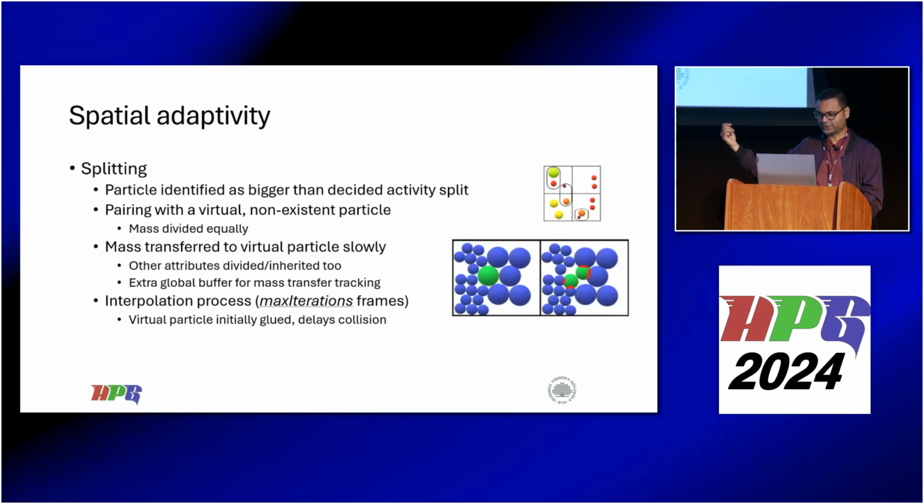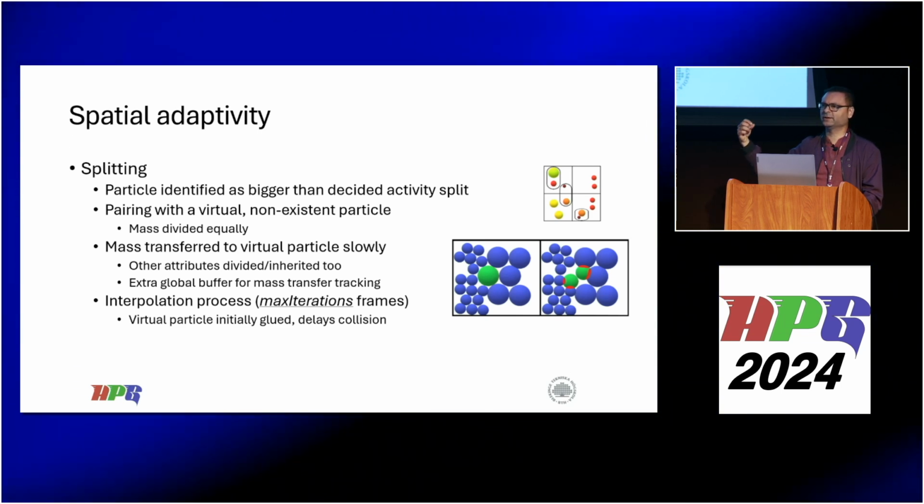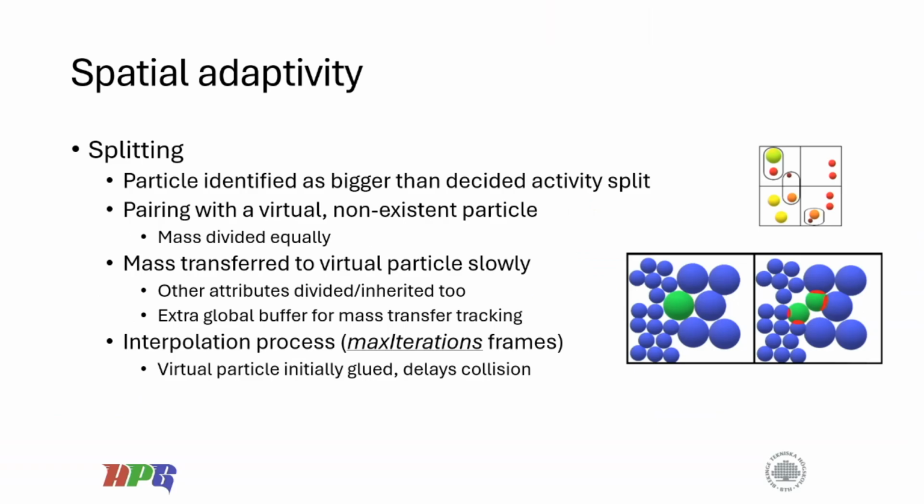So here is a picture that shows why we cannot just split the particles in one moment. Why we have to do it slowly, because even if we split the particles in just one go, there is an overlap. There could be overlap between the neighboring particles that will make particles go everywhere and make the simulation unstable.